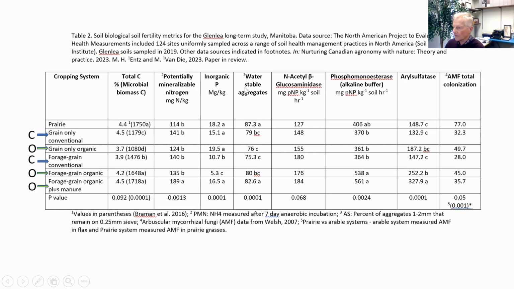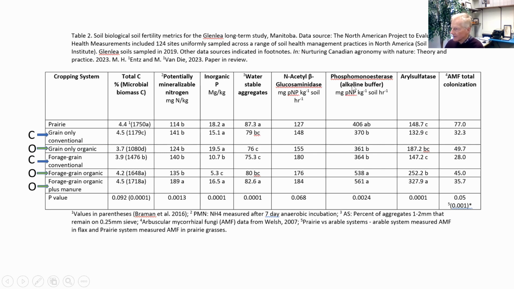I don't want to spend a lot of time on all these other measurements. Let me just point out the water stable aggregates. This is a very important soil health measure, the aggregate stability. And here we find the prairie has the highest aggregate stability, no big surprise there. But the forage grain with manure has a statistically similar aggregate stability as the prairie, which is almost shocking because we till this rotation, we don't till the prairie. Very, very interesting. And then some of the others fall in between here.